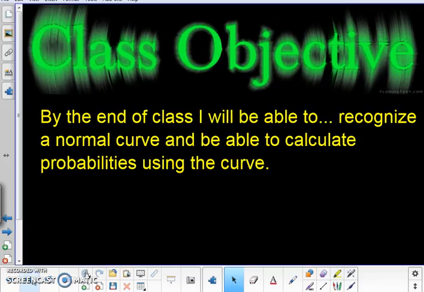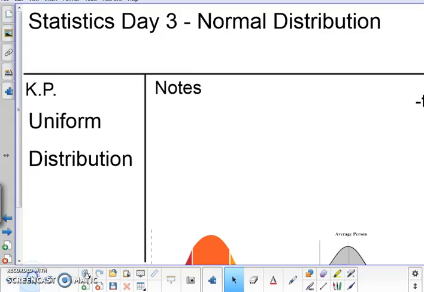So our class objective is by the end of class, I will be able to recognize a normal curve and be able to calculate probabilities using the curve. So we're going to be talking about normal distribution today, and this is something that is used in quite a bit of different areas and different jobs. So statistics day 3, normal distribution.